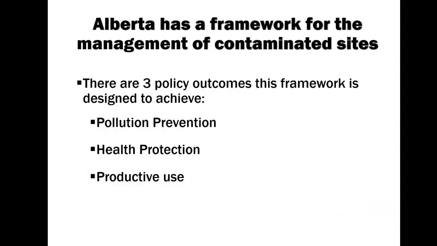Alberta has a framework for the management of our contaminated sites, and there are three outcomes that the government hopes to achieve through this framework, including pollution prevention, so avoiding impairment of or damage to the environment, human health and safety, and or property. Also, health protection, and this is to take action on contaminated sites that might cause a risk to human health in particular, and then productive use. We want to encourage remediation and return of contaminated sites to a productive use.